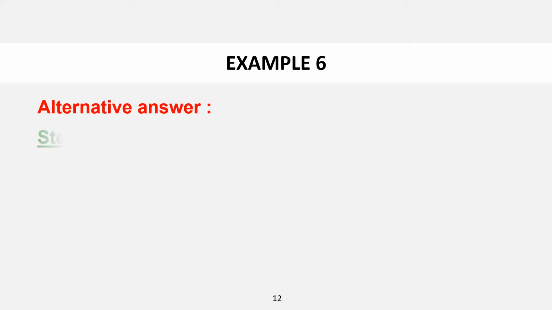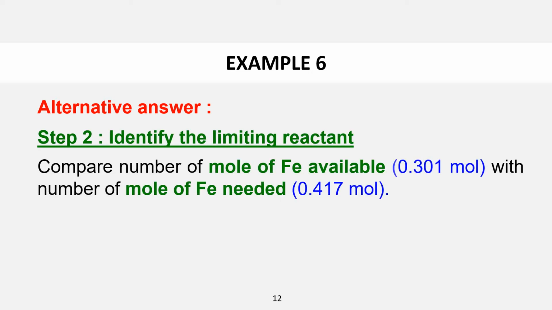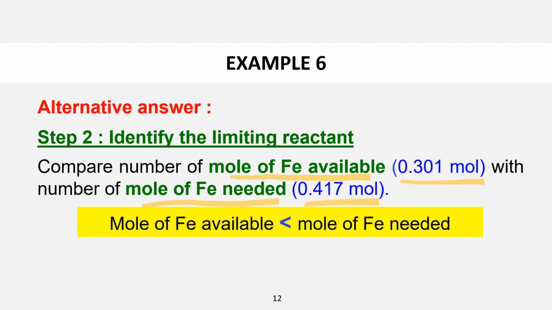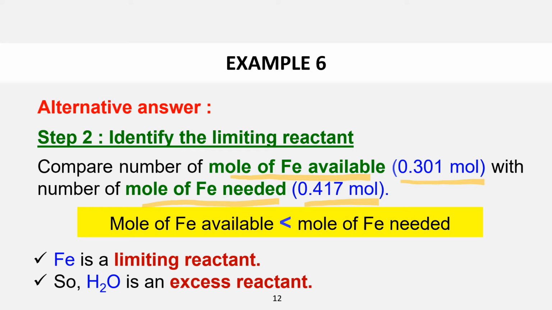To determine the limiting reactant, we need to compare the number of moles of ferrum available and the number of moles of ferrum needed. From the calculation, the mole of ferrum available equals 0.301 mole, while the mole of ferrum needed is greater, which is 0.417 mole. Thus, we can conclude that ferrum is the limiting reactant, while H2O is the excess reactant.